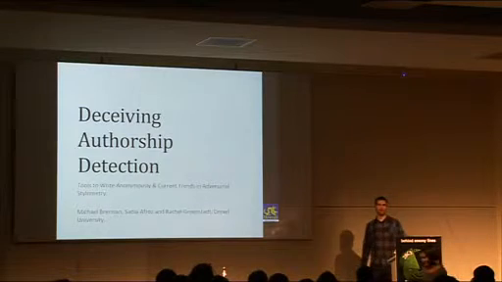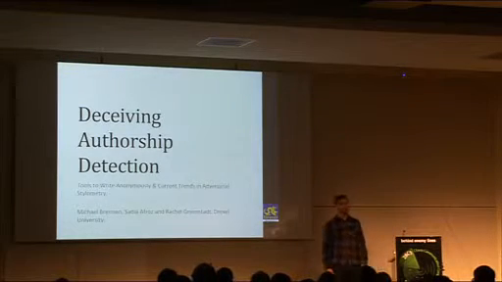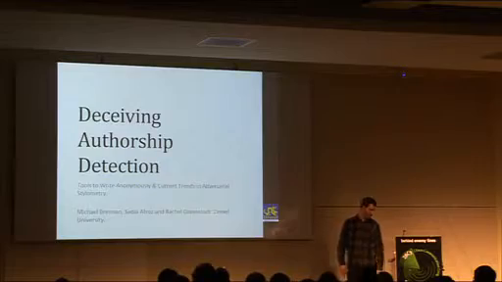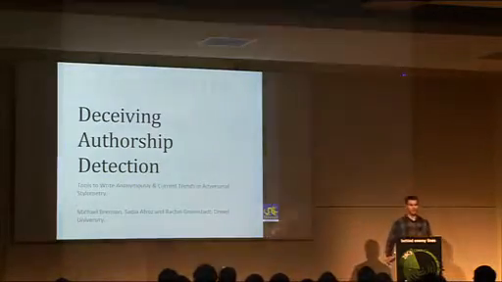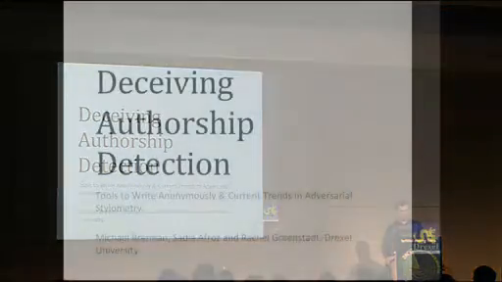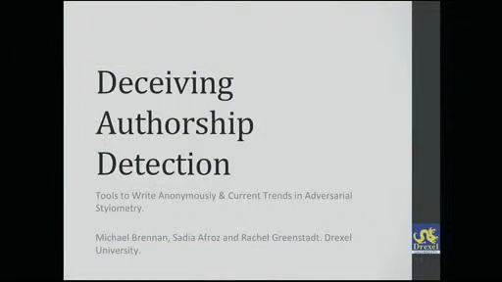Hi, everyone. My name is Michael Brennan. I'm here from Drexel University in Philadelphia, Pennsylvania. The title of this talk is Deceiving Authorship Detection, Tools to Write Anonymously and Current Trends in Adversarial Stylometry.